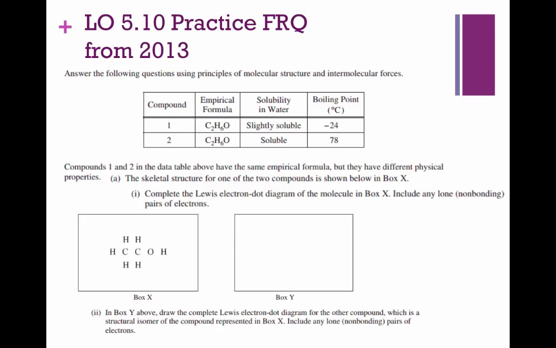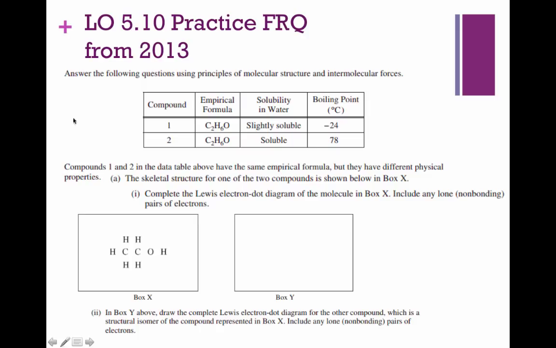Okay, so then here is another one for 2013. Compounds 1 and 2 have the same empirical formula, but they have different physical properties. The skeletal structure of one of the two compounds is shown below in box X. Complete the Lewis structure of the molecule in box X. Include any lone pairs of electrons. And then in box Y, draw the Lewis structure for the other compound, which is a structural isomer of the compound represented. You no longer have to know what isomers mean for the AP test. This was the year before they redid the AP test, and organic was on it.